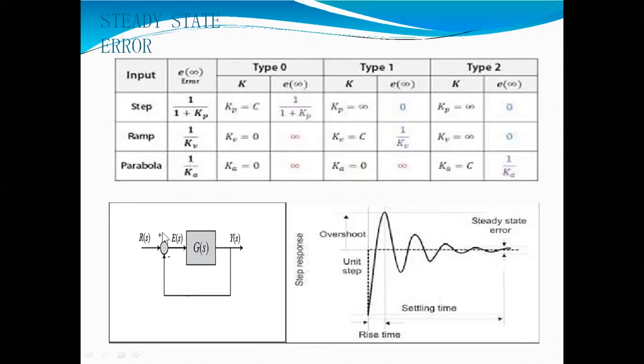In this figure we have an input R of S, a summing point, G of S, and Y of S, and the error signal is represented by E of S. When you apply some input to the control system, this control system will give you some kind of error, and that error you need to obtain. Once you apply the input, and your system responds to some value and enters into the steady state response, you need to find the steady state error.